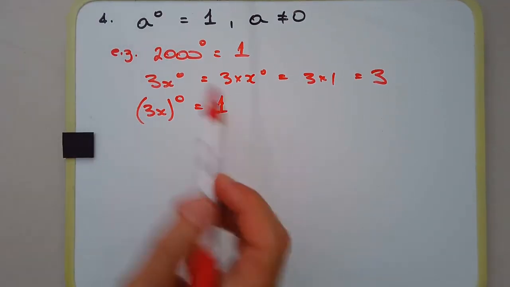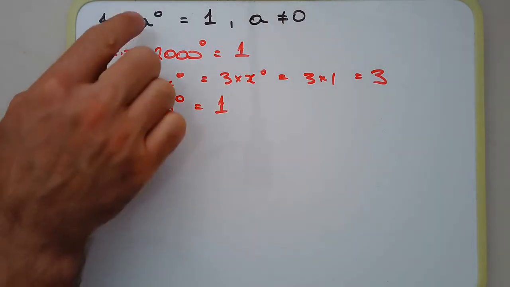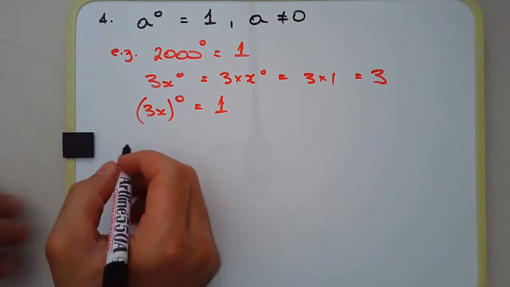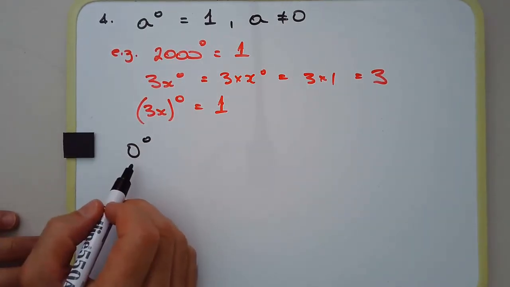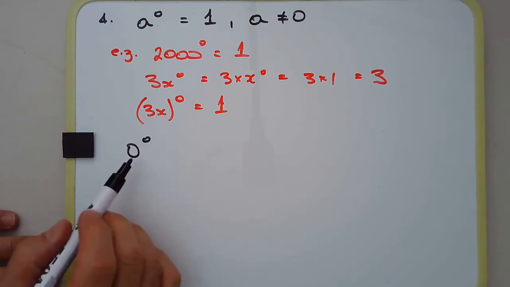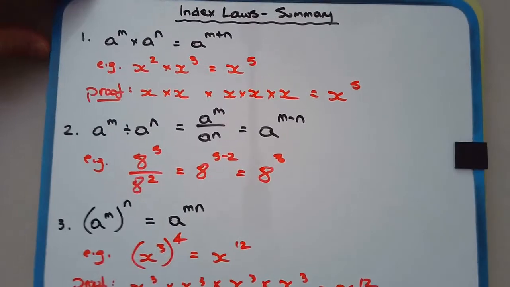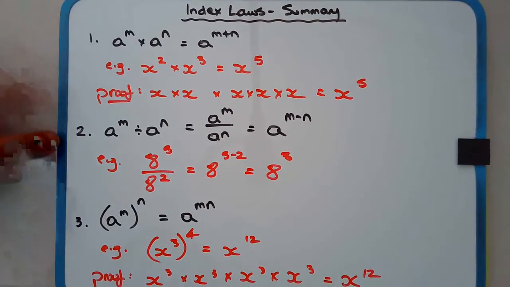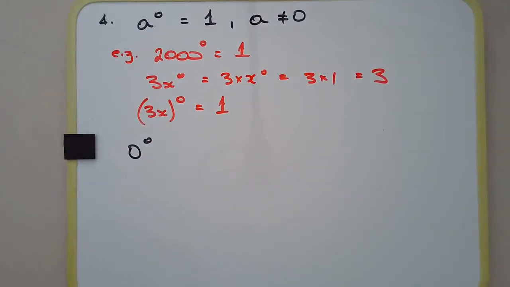Question is, why can't a be 0? I guess a good question: 0 to the power of 0. Why doesn't this work? There's a good explanation for that. You may want to have a look at index law number 2 to guide you as to the reason why 0 to the power of 0 gives you a math error, because the calculator doesn't like it very much.